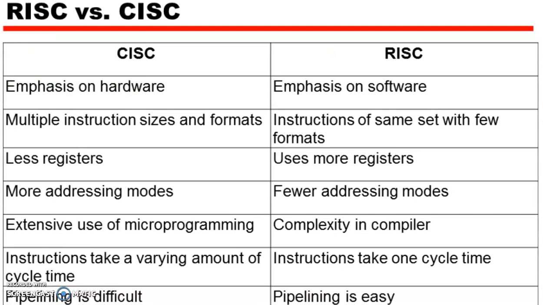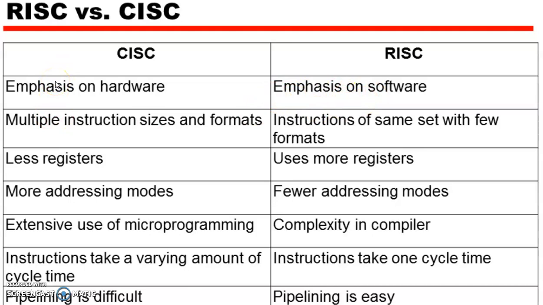The last topic of this particular module is the difference between RISC and CISC. Now, this is an important topic. It is asked many times, frequently asked. So what is the difference between RISC and CISC? CISC is complex instruction set computers, and RISC is reduced instruction set computers. In the complex instruction set computers, the main focus is on the hardware, whereas in RISC processors, the main emphasis is on the software.